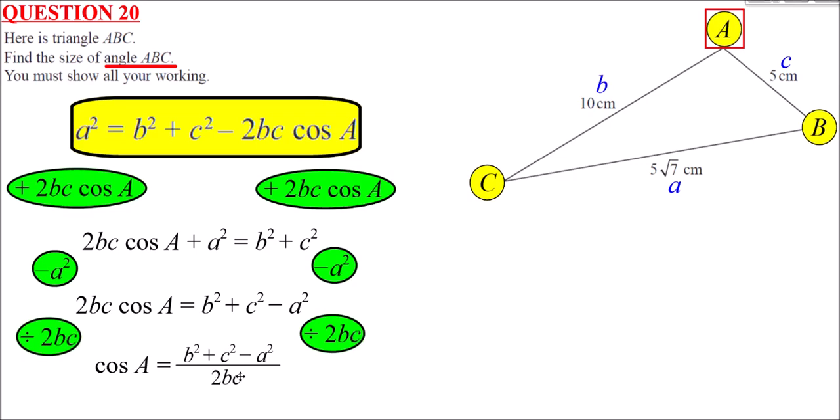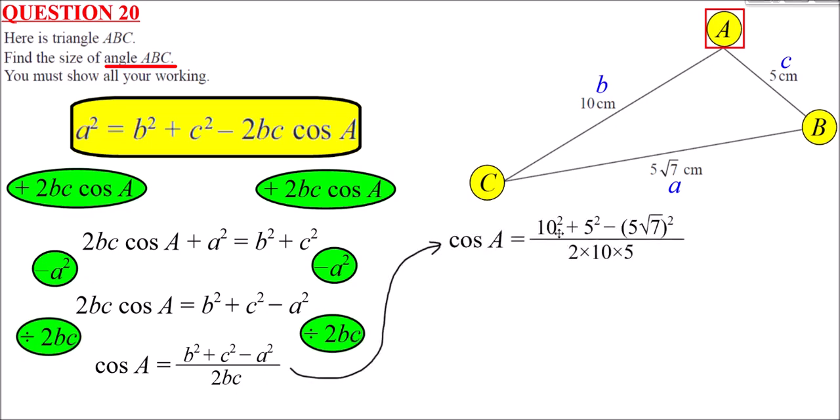The next thing we need to do is just to actually infill and substitute in the values we know. So we know that b is 10, c is 5, and a is 5 root 7. So subbing these into this formula, cos A is 10 squared plus 5 squared minus 5 lots of root 7 all squared, divided by 2 times b, which is 10, times c, which is 5.